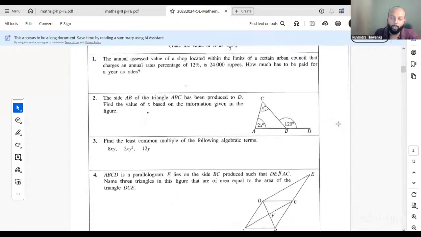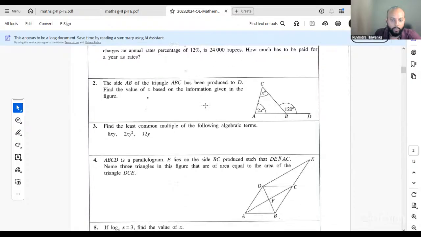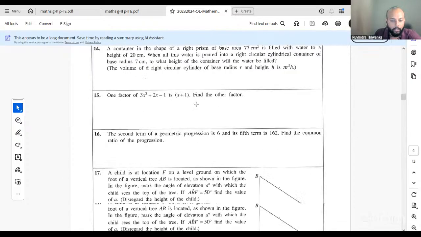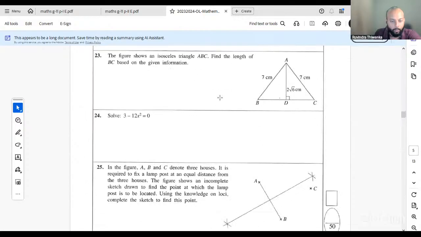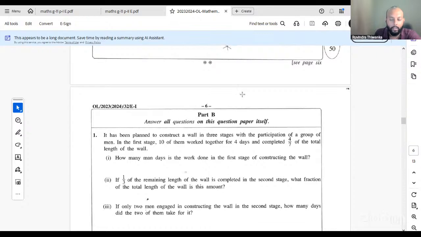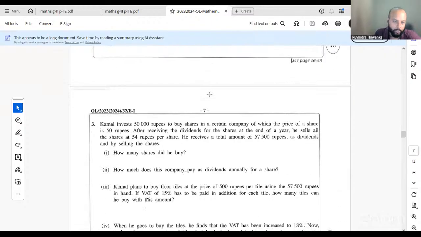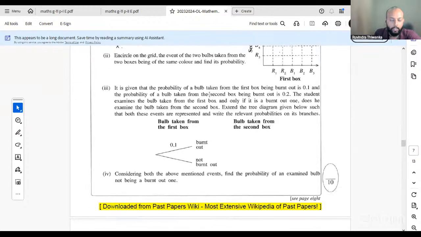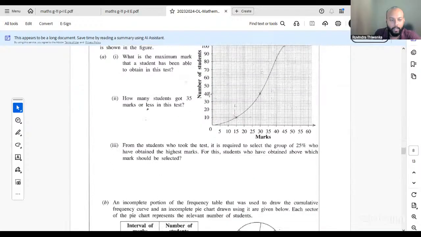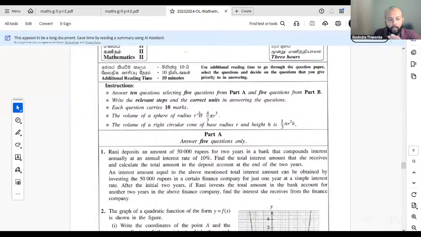In part A, in normal papers, we have MCQ-like stuff. Here there are some questions based on all the lessons you learned, and there are 25 questions. After that, in mathematics one, you have a part B book, which has 5 questions. You have to show these with proper workings. After that, you have mathematics 2, and here you can choose some questions.